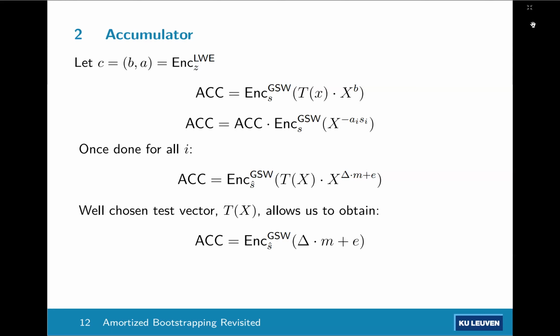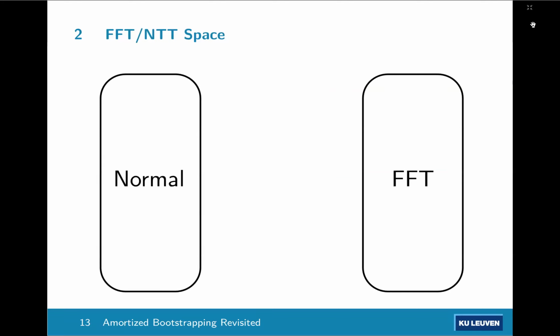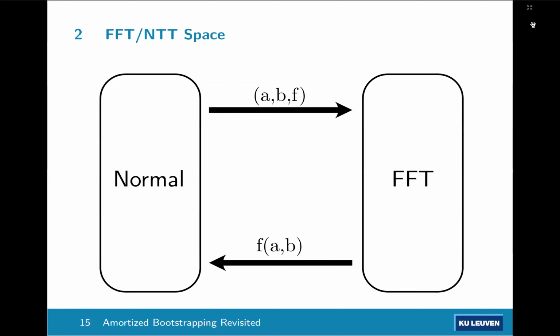This does cause a fair few problems. The first one we're going to look at is this one. In FHE, we do a lot of our work in the FFT or NTT space, which means that we take our ciphertext, we transform it into the FFT or the NTT space. That is where we do all operations, and then at the end, we take the whole thing back to the normal space.